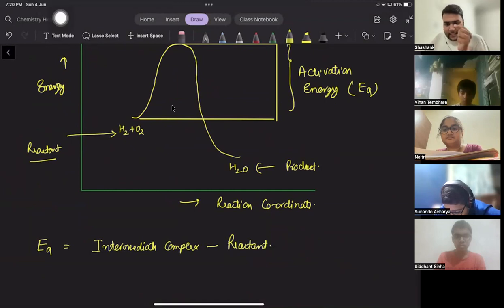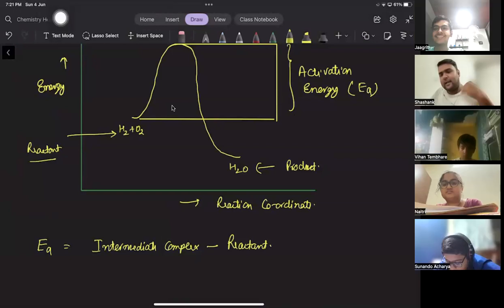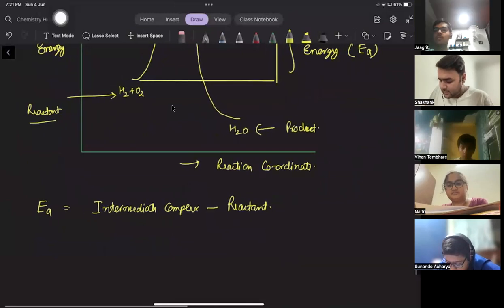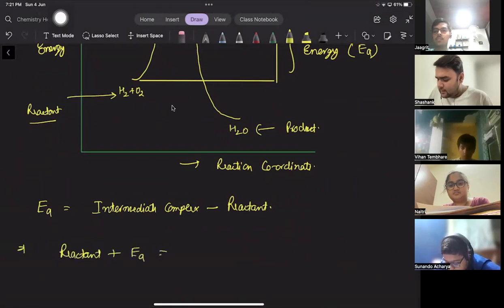So if you supply that much energy to reactants, you get the intermediate complex, and after that you will eventually get the product. Like it's a mathematical equation. You can simply rearrange it and write it as reactant plus EA is equal to intermediate complex.